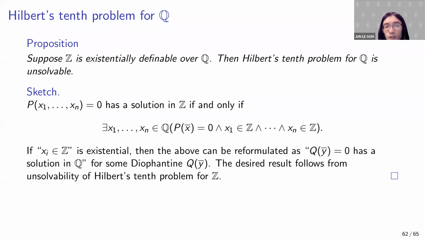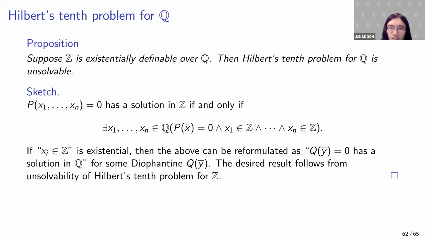So if we can make this reduction, then since we know that Hilbert's 10th problem for Z is unsolvable, that tells us that Hilbert's 10th problem for Q must also be unsolvable. By the usual logic, if Hilbert's 10th problem for Q was solvable, then we could use this to give an algorithm to solve Hilbert's 10th problem for Z. This is just an elementary observation, really.